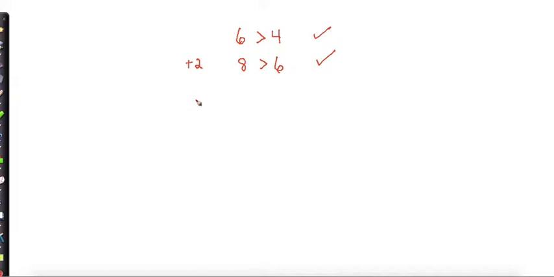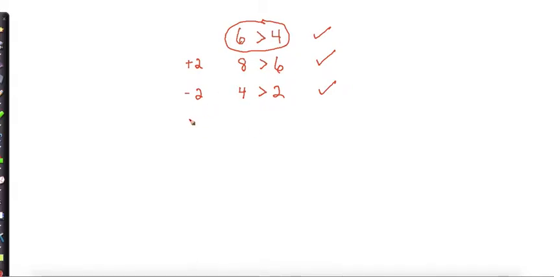Now, let's subtract 2 from the original. Let me circle the original so you know we're doing it to that. So subtract 2. 6 minus 2 is 4, and 4 minus 2 is 2. Is that true? 4 is greater than 2. It most certainly is. And you guys already knew this. When you add or subtract from both sides, nothing happens to the symbol.